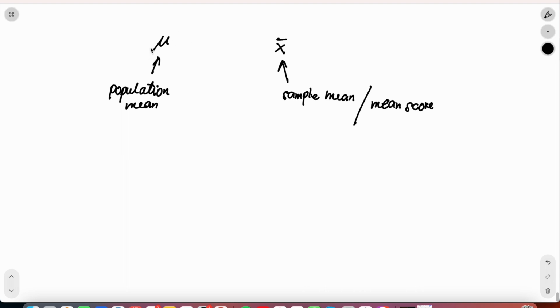So when you see the symbol mu, you will know that mu is the population. This is true for all, I mean, true for that population in general. However, this x bar here is the sample mean or the mean score, true for that specific group of people, or true for that sample from the population. Okay, I hope that's clear.